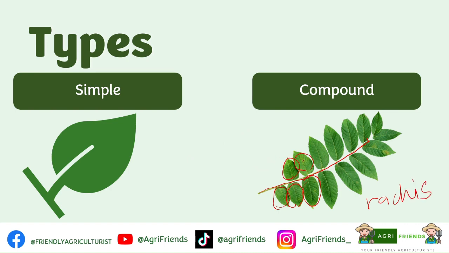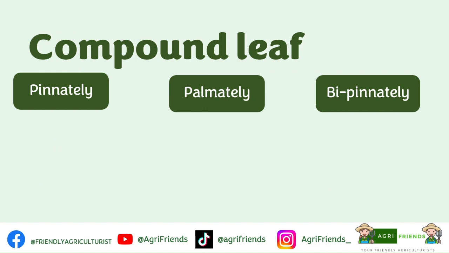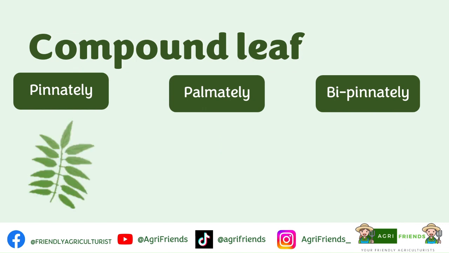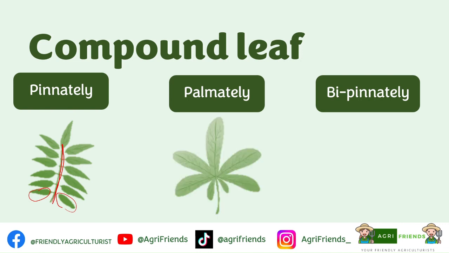Compound leaf is further classified into several leaf types, but we can compress that into three, the pinnately, palmately, and bipinnately compound. So when we say pinnately compound leaf, the leaflets are arranged on both sides of the rachis, while palmately compound leaf is when the leaflets arise from one central point. So this is like the fingers in a palm. So that's why it is called palmately.